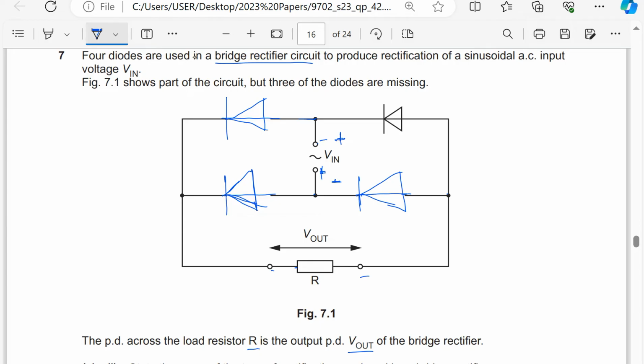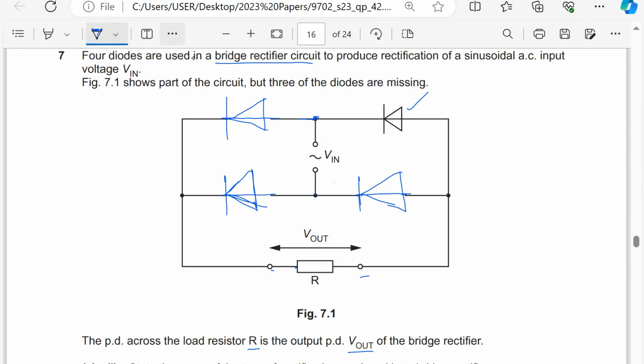Then if the second half cycle, if this is positive and this is negative, then current is flowing like this. It will go through this. It will take this route. It will continue to this one. Then up to this point here. So I think that is fine. Maybe let me change the colors for the cycles.